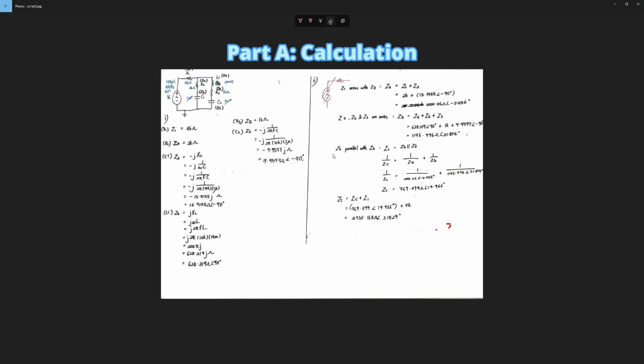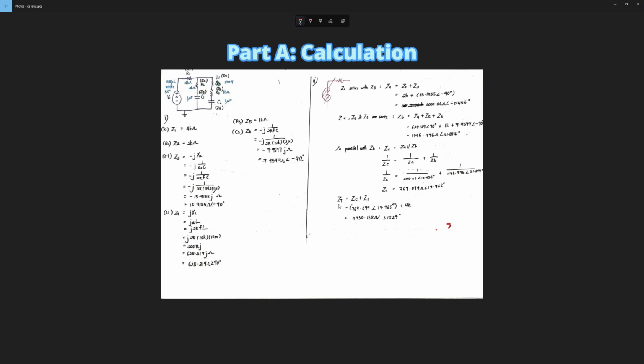The third one, ZA is parallel with ZB. So the formula is ZC is equal to ZA parallel ZB. So the final answer for ZC is 769.099 ohm with 19.966 degrees.